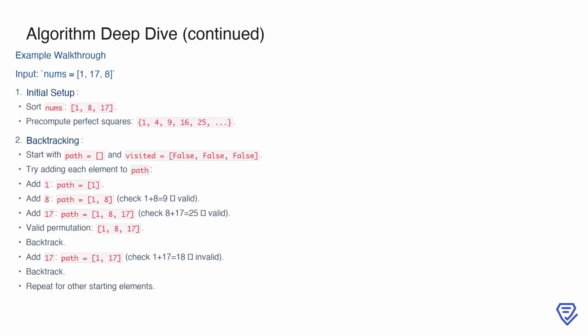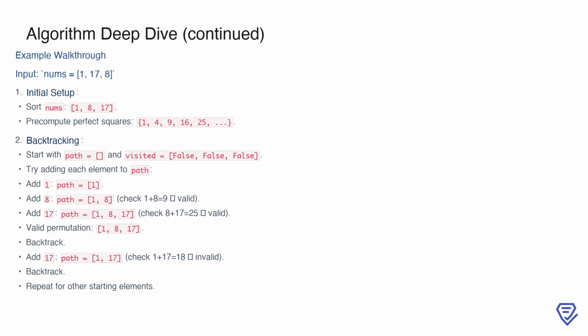Suppose the input array is nums equals 1, 17, 8. First, we sort the array to 1, 8, 17, and pre-compute the perfect squares, which include values like 1, 4, 9, 16, 25, and so on. We then initialize the backtracking process with an empty path and a visited array set to false, false, false.